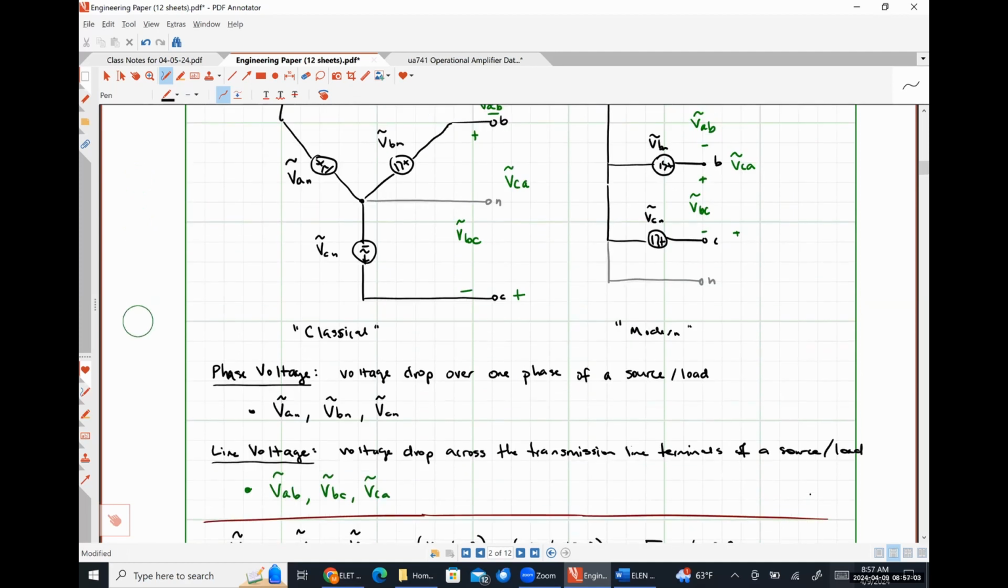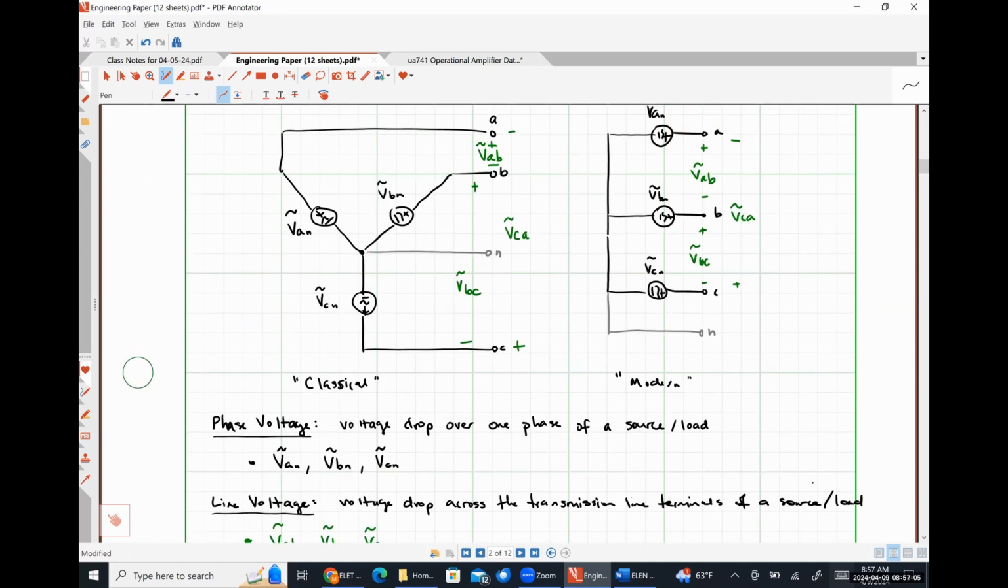So here is where I particularly do something that's kind of odd. On our source here, I am going to define our phase currents as if they're flowing into the positive polarity terminal. So this will be a phase current IAN. This will be a phase current IBN. And this will be our phase current ICN.